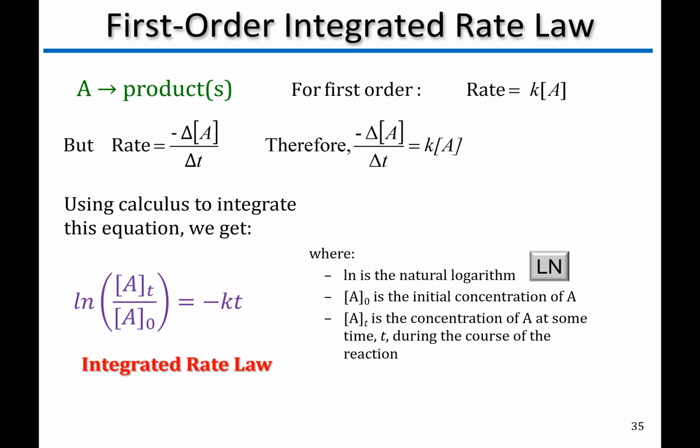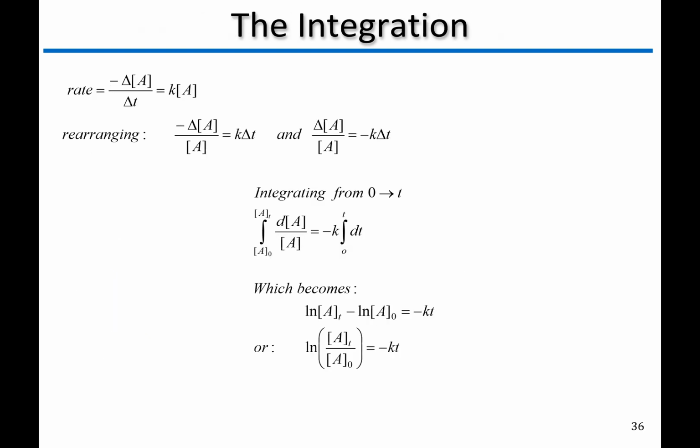And from here, I come up with what's called an integrated rate law, where ln is, of course, the natural log. A naught, or A sub naught, is the initial concentration of A. A sub t is the concentration of A at some point in time during the course of the reaction. And that's all equal to minus kt. So in this form, this is known as the integrated rate law for a first order reaction. And what this allows us to do is look at the concentration of our reactants over time. Based on this, we can figure out the order of a reaction based on some graphing methods.